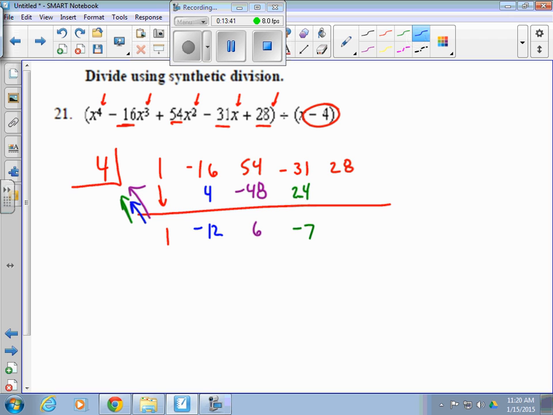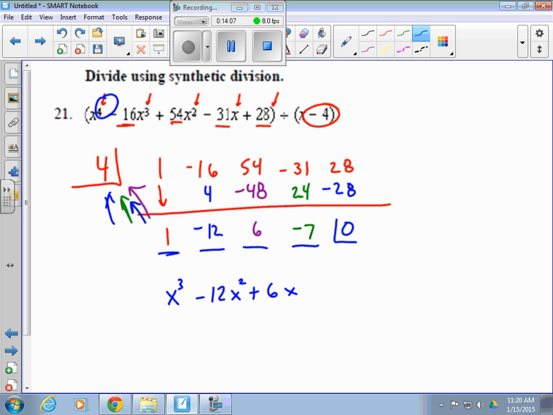One more time, back to the box. Times 4 is negative 28. We get a 0 in our remainder spot. From there, you're going 1 degree less than x to the 4th. So this first coefficient, 1x, becomes x to the third, 1 less. We go to this one, minus 12x squared. You just count down. Positive 6x to the first power, minus 6. And there's no remainder, so plus 0 over x minus 4 is unnecessary. X to the third, minus 12x squared plus 6x minus 6.